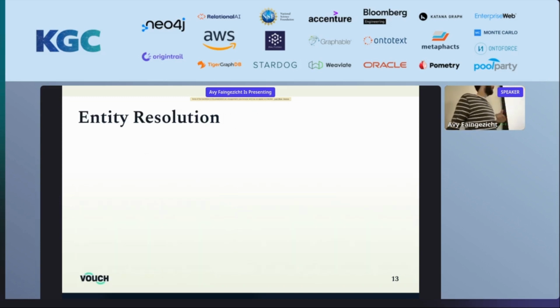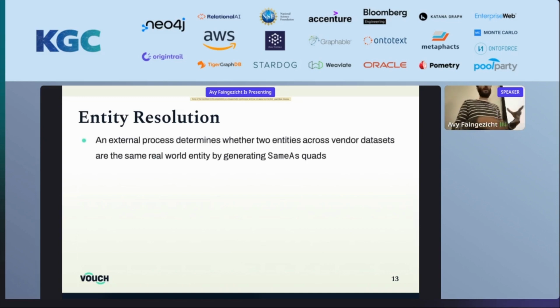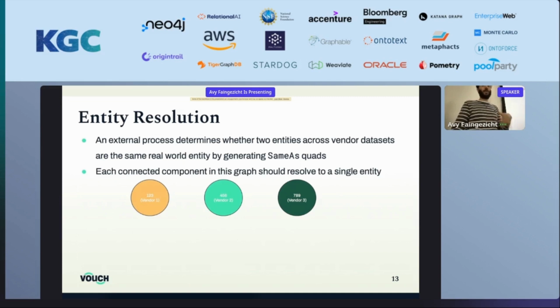So the second piece of the pie is the entity resolution process. We need to determine if these two entities are the same, and we generate same-as quads to link these different records together. Each connected component in this graph would resolve to a single entity. So if you look here, different vendors, we link these all together. And we generate an ID as a product of the connected components of the different entities, different companies that we have in the data set.